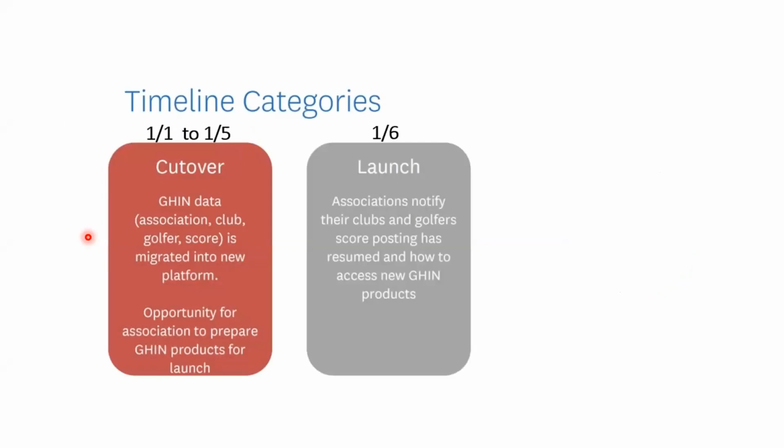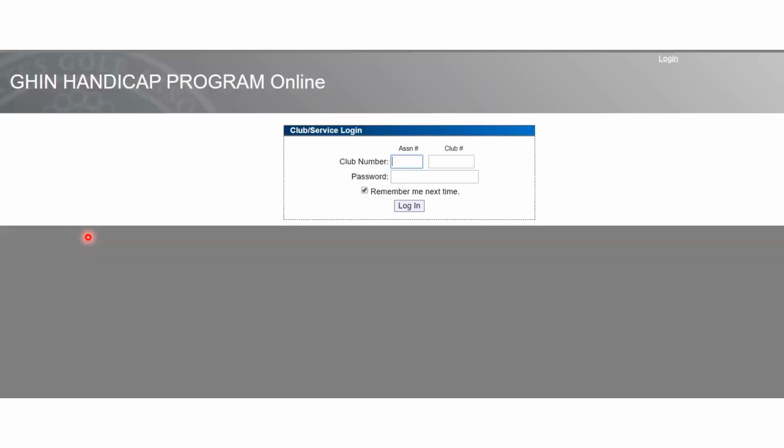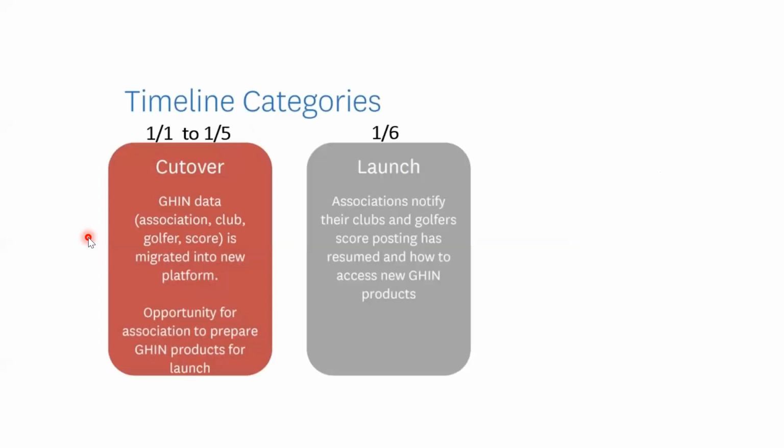On January 1st, GIN will turn off all existing products. During the cutover period from January 1st to January 5th, golfers will not be able to post scores and will not receive an updated handicap index. On January 6th, with the launch of the new platform, golfers will receive updated handicap indexes using the World Handicap System. At that point, golfers will be able to update and post any scores that were made during the cutover period. Also on January 6th, club administrators will receive an automated email from USGA asking them to set up a password for their accounts.